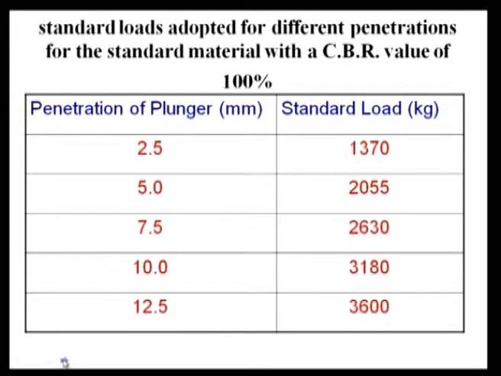Standard load adopted for different penetrations for the standard material with a CBR value of 100%. Penetration of plunger, generally standard load: if you are using 1370 kg, it is 2.5 mm. If it is 2055 kg, it is 5.0 mm. If it is 2630 kg, then it is 7.5 mm. If it is 3180 kg, 10 mm, and 3600, it is 12.5 mm.